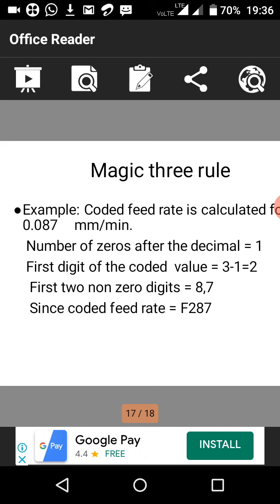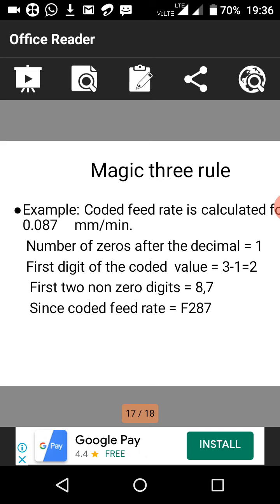So what they are writing: first, the number of non-zeros, how many zeros are there after the decimal, that we will write in the first step. So after the decimal, only one 0 is there. Next step, what we will do, the first digit of the coded value. First digit means how many digits are there after the point: 1, 2, 3. After the point only 3 digits are there, that 3 we are writing.